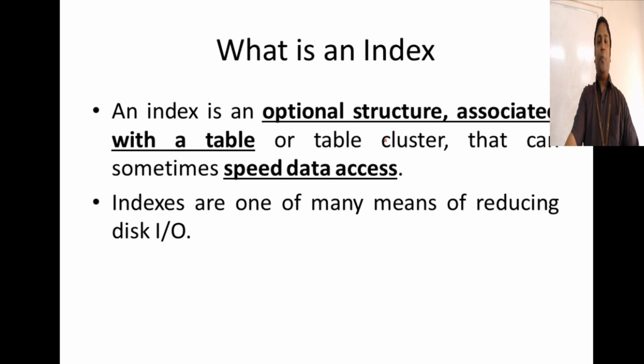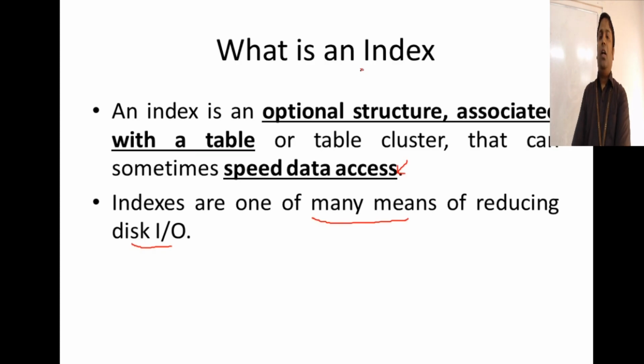An index is an optional structure. It's not mandatory. You don't need to have an index to retrieve data or manipulate data on a table. But when you have an index, the chances are you will speed up data access, and this is one of the means for reducing disk IO. So let us look at what happens when we don't have an index, and then we'll see how an index improves the performance of our data retrieval.